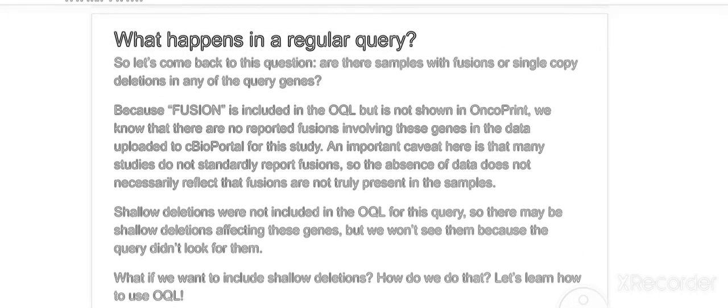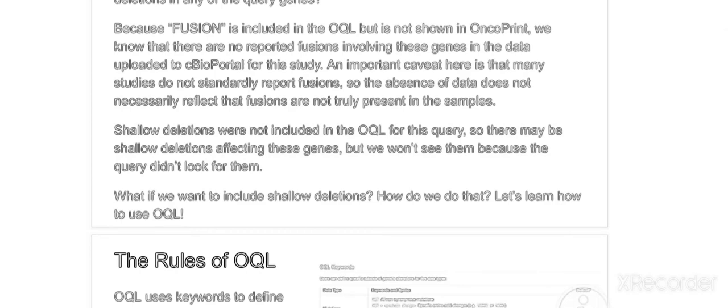So let's come back to this question. Are there samples with fusions or single copy deletions in any of the query genes? Because fusion is included in Onco Query Language but is not shown in OncoPrint, we know that there are no reported fusions involving these genes in the data uploaded to cBioPortal for this study. An important caveat here is that many studies do not standardly report fusions, so the absence of data does not necessarily reflect that fusions are not truly present in these samples. Shallow deletions were not included in Onco Query Language for this query.